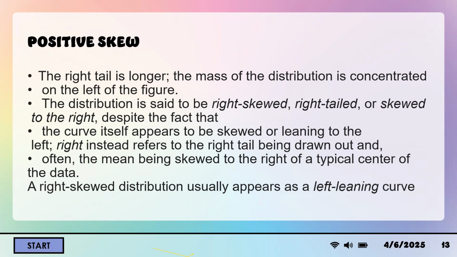So positive skew, the right tail is longer. The mass of the distribution is concentrated on the left of the figure, so most of the values would be lying toward the left of the graph. The distribution is said to be right skewed, right tailed, or skewed to the right, despite the fact that the curve itself appears to be skewed or leaning to the left. Right instead refers here to the right tail being drawn out of the mean, and often the mean being skewed to the right of a typical center of the data. So a right skewed distribution usually appears as a left leaning curve.